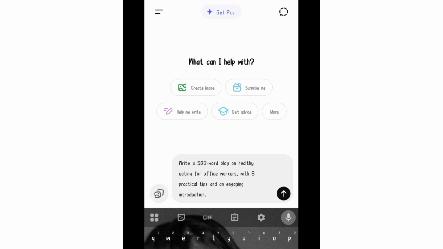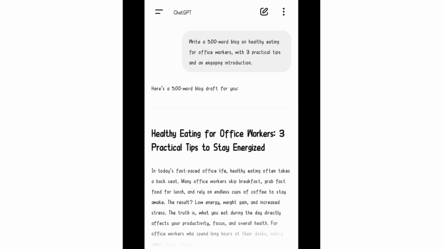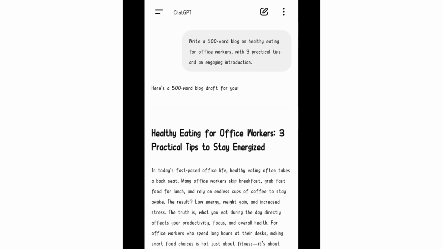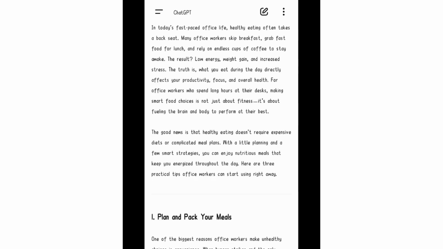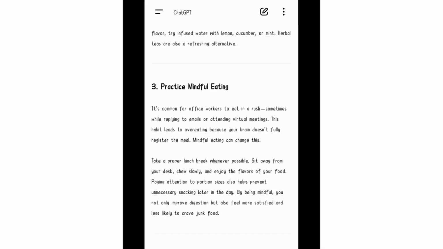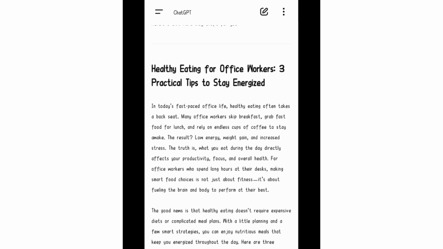Write a 500-word blog on healthy eating for office workers with 3 practical tips and an engaging introduction. Now this is much better than the previous one. It has got 3 practical tips with an engaging introduction, and it is precise. We have narrowed the topic to healthy eating for office workers. This is long and concise as well. Now we will write another prompt as well.